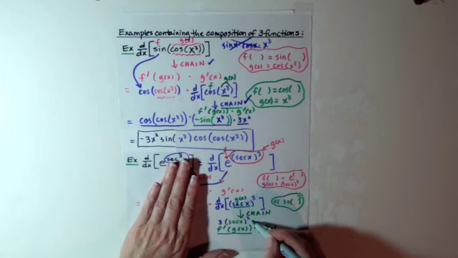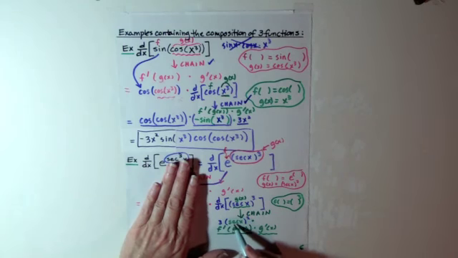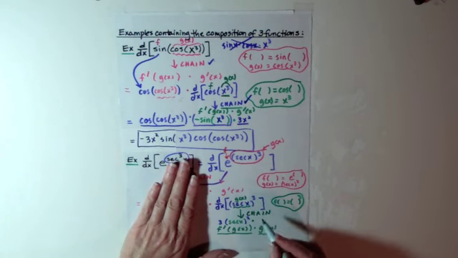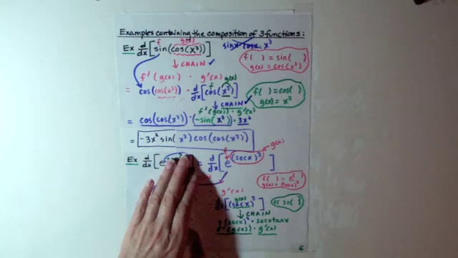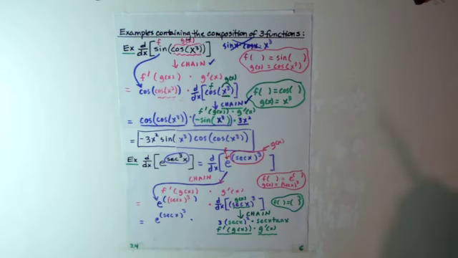Now I have to multiply by the derivative of the inner. Well, the derivative of secant x, remember what the derivative of secant x is? It actually has two factors in it. It's secant x tangent x. So this is the derivative of secant x. That's the derivative of my inner function. The rest of the problem is just cleaning things up.